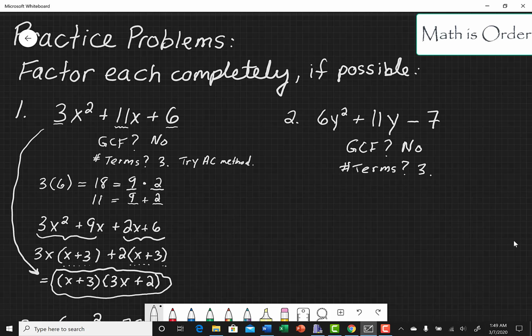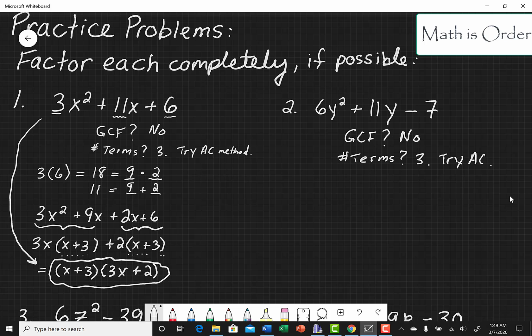Okay, so try AC. It doesn't always work, but most of the time it can work. All right, so that means multiply 6 times -7. And this is giving us a -42. So we ask, are there any two numbers that multiply to give -42 and add up to positive 11?